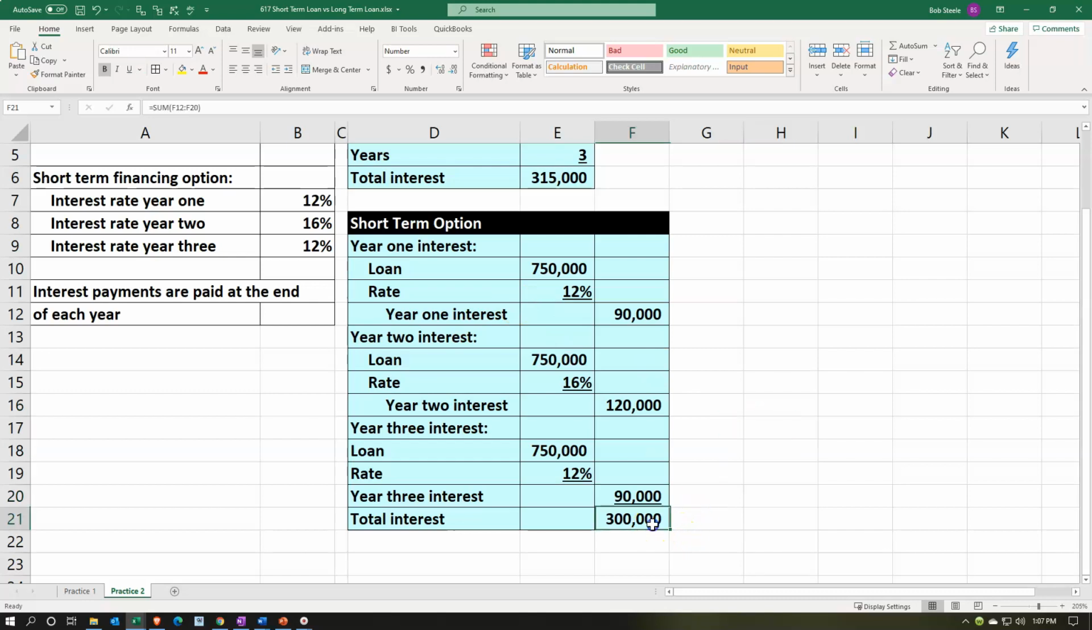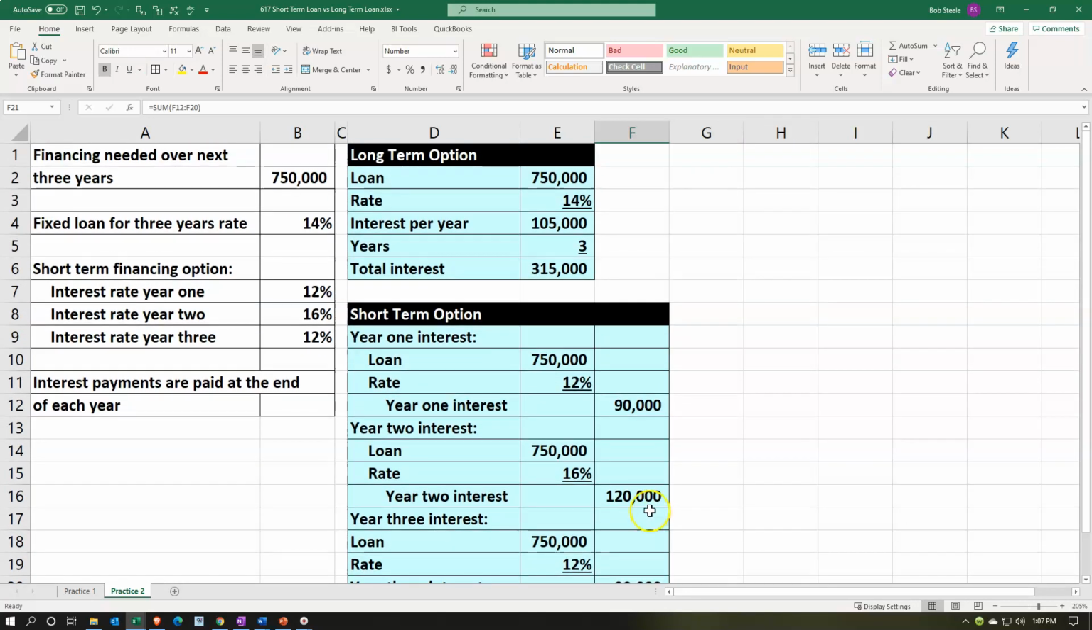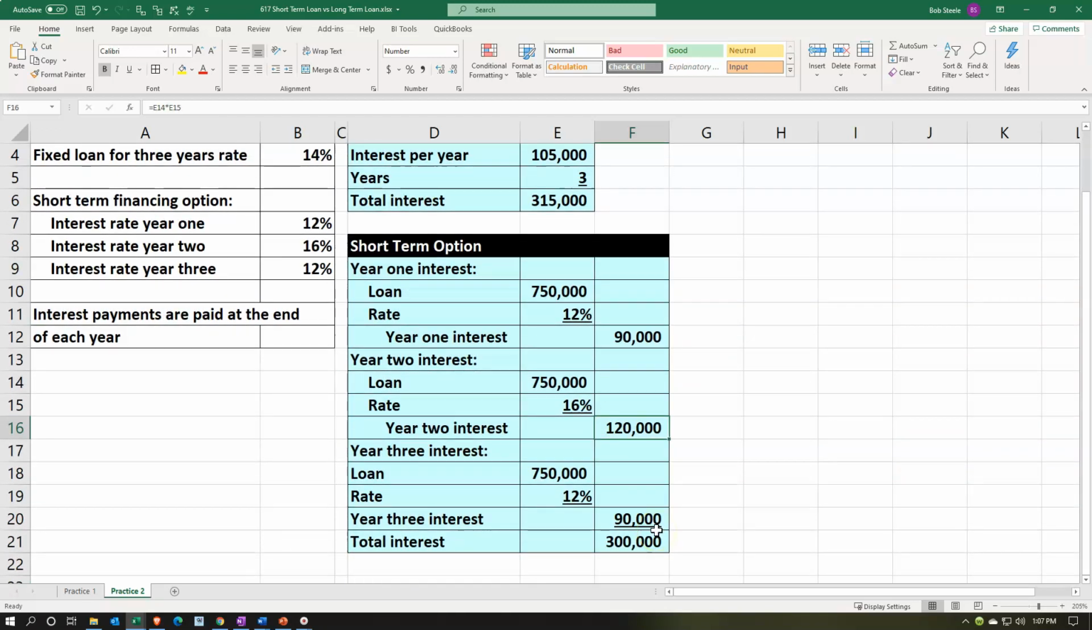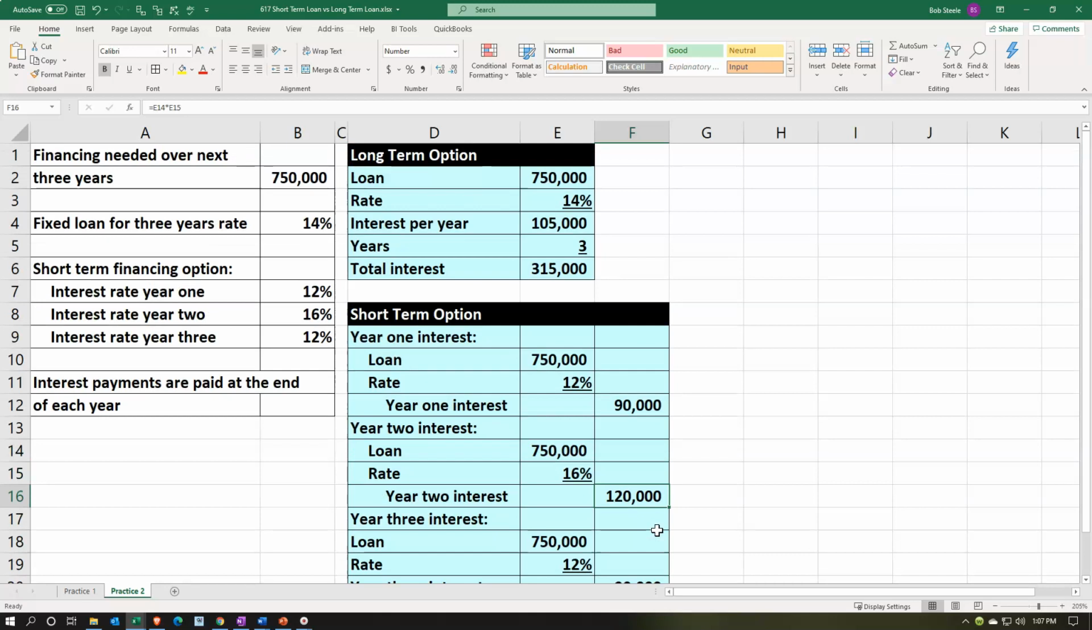So now, once again, we're paying less under this option. The second year, we had to pay a substantial amount more, but the total is less. Note that that's not always the case. Don't think that you should always do the short-term financing, but we're less on both of these options here.